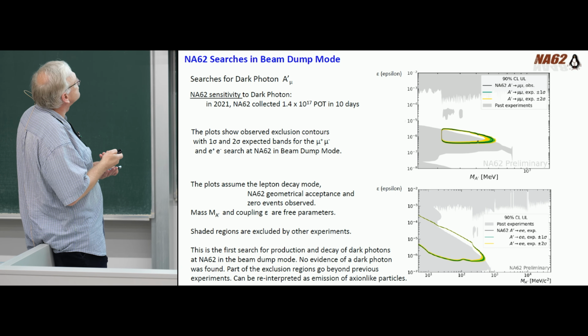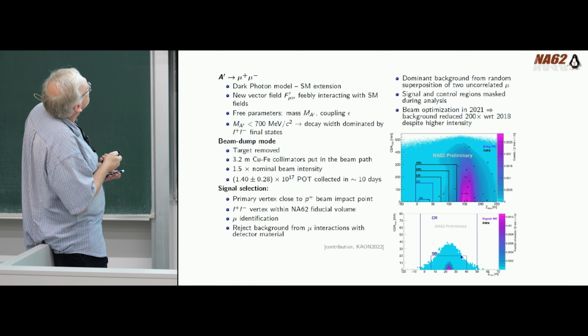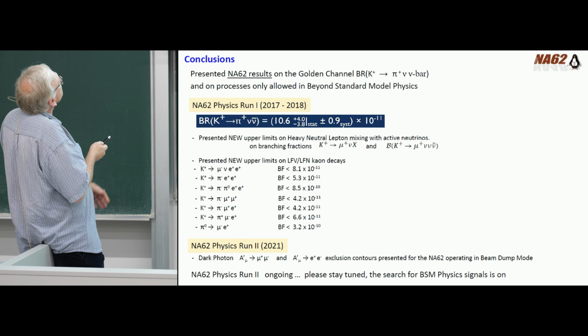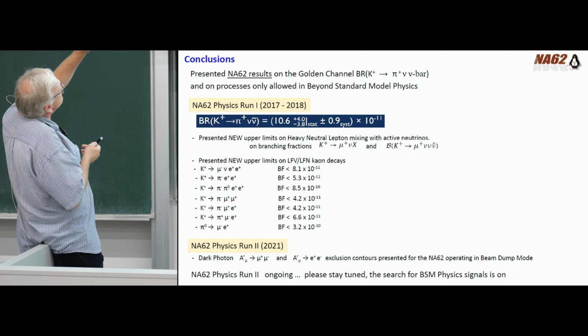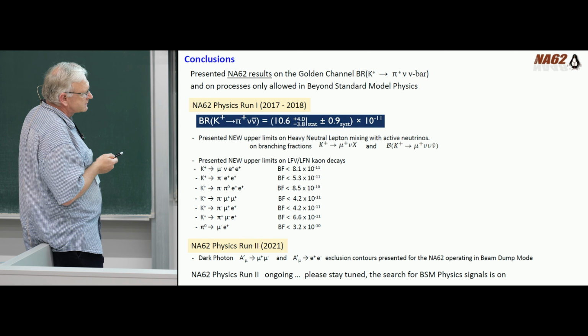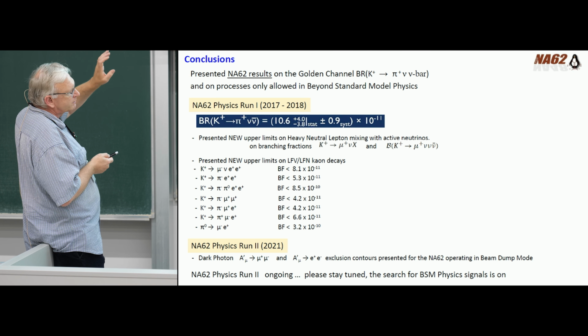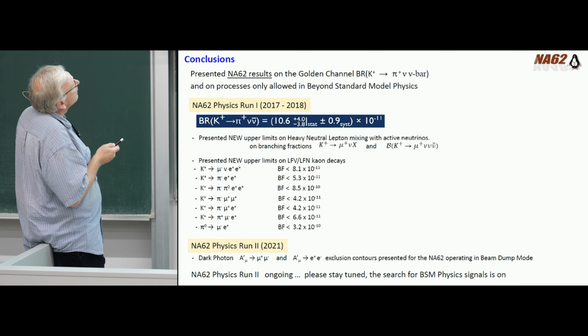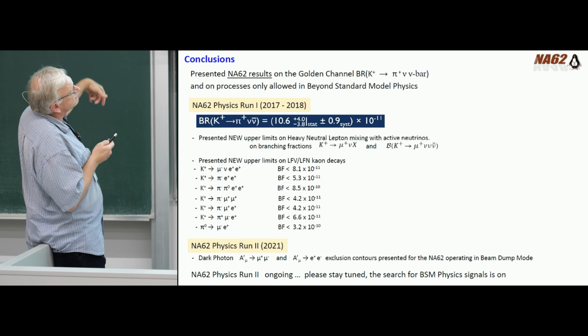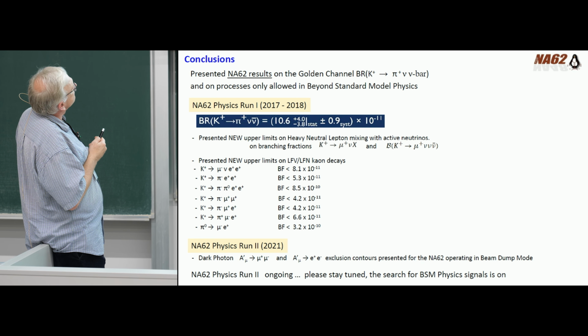Okay, I think I am about to finish here. These are simply some details which we can skip. Finally, I basically concentrated on the NA62 results here, where there is a special golden decay mode of a kaon into a pion and a neutrino pair. We have observed 20 events, and this is now the best number which we have.